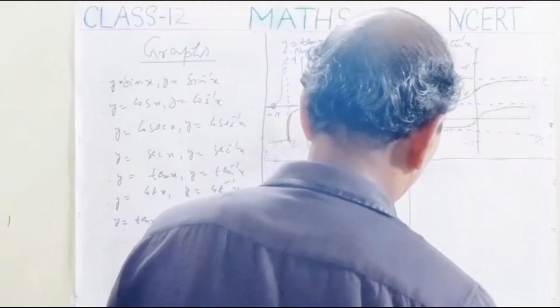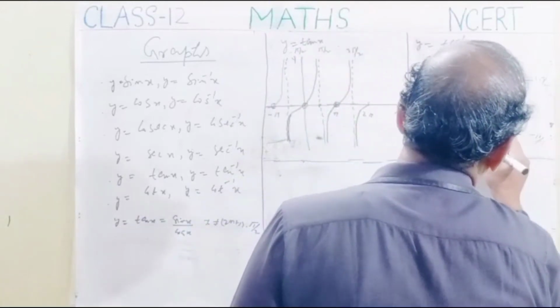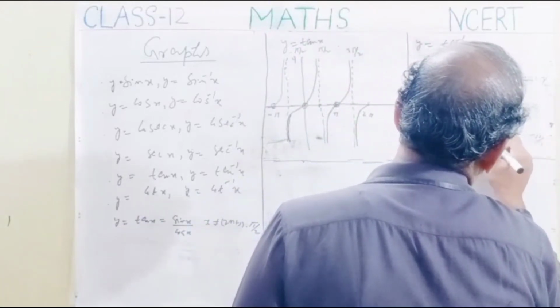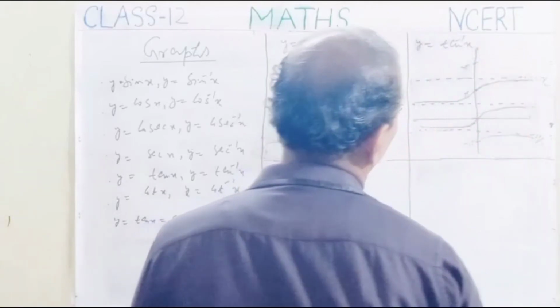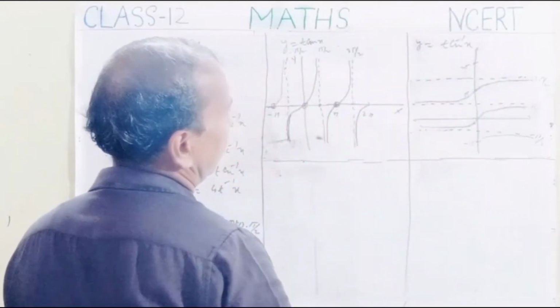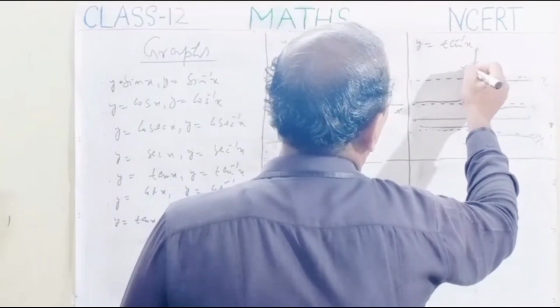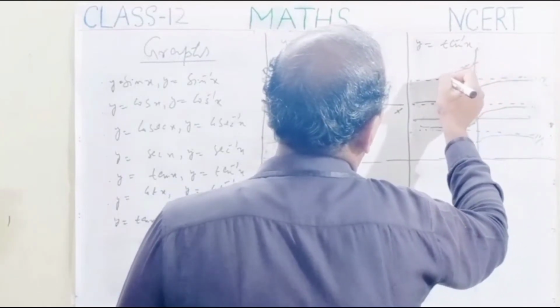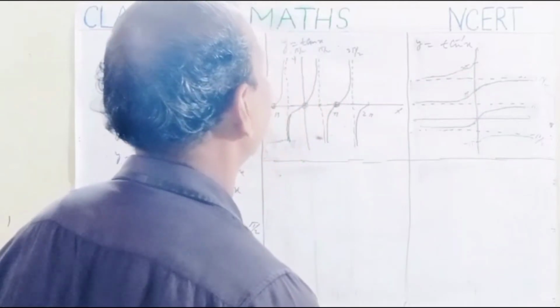Now come to minus pi, the value is 0, not defined at pi by 2, so your graph will be something like this. Again at 2 pi, the value will be 0, and it is not defined for 3 pi by 2, so this is going to be here. This is 3 pi by 2, it is not defined. Not defined means that point is at infinity.